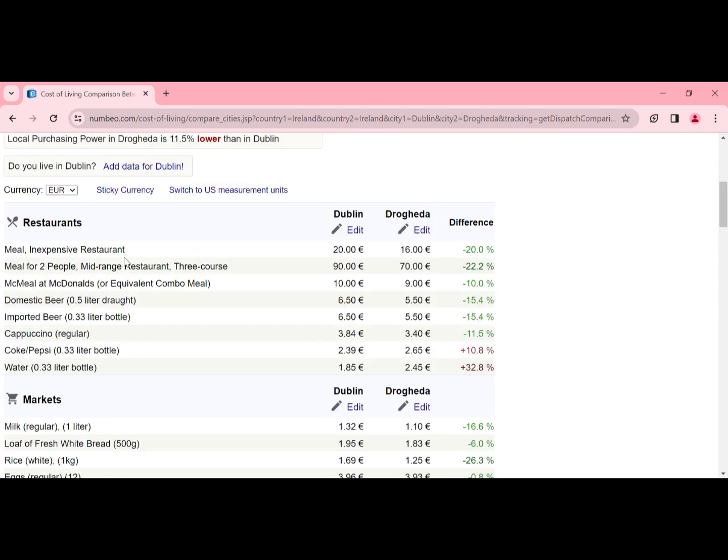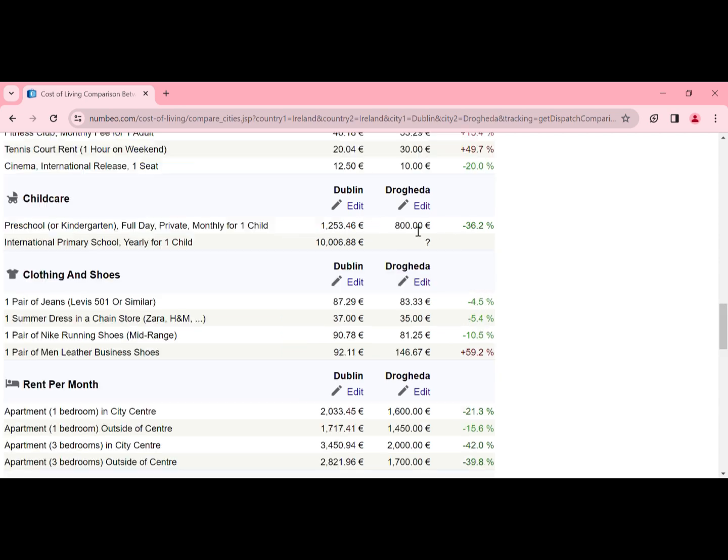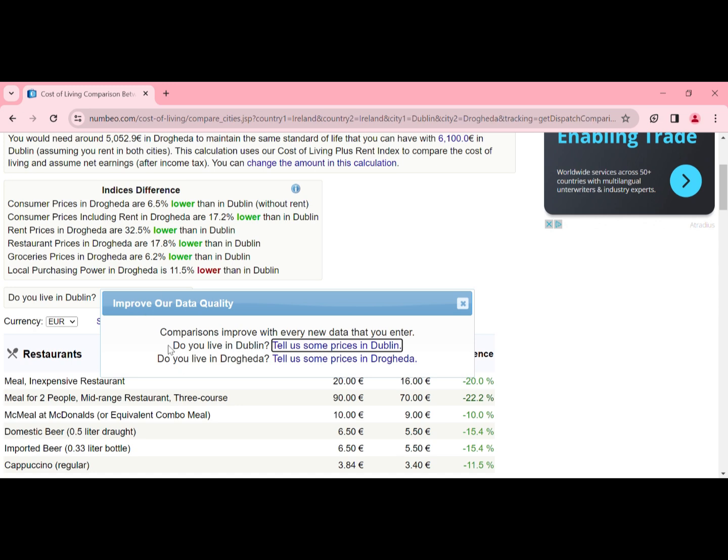That comes to meals, we can see all of that. You can just see the difference. Okay, Dublin is definitely more. So you can see that the one that they are not really sure of, the international primary school, they put in the question mark. As you can all see, it says improve our data quality. So they actually request of you to give them your own experience, buying stuff and all that.